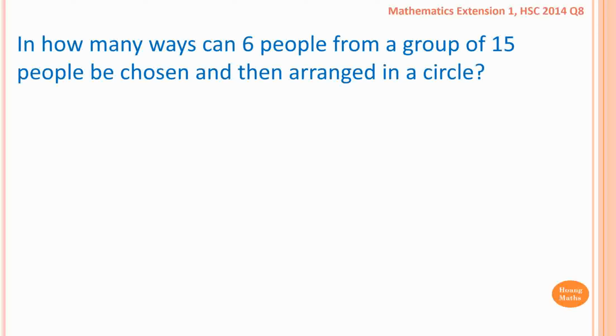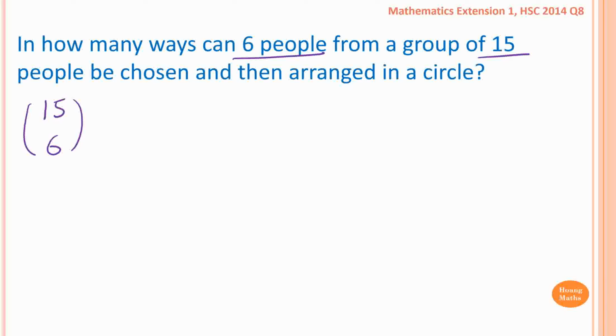In how many ways can 6 people from a group of 15 people be chosen and then arranged in a circle? So first of all, we do the combination first. We have a group of 15 people, and we only want 6 people from the 15 people. So we just go 15 choose 6. That is the combination. If you would like to learn more about combinations, please click on the link in the description below. So now we do the arrangement in a circle.